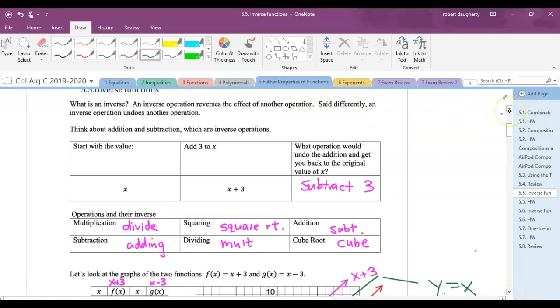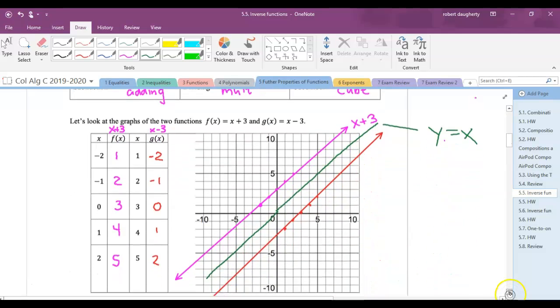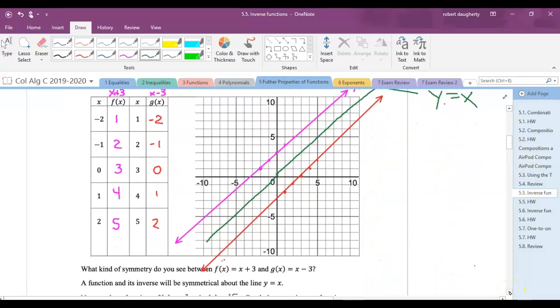Let's look at a couple things here. What do you notice about the points? This function has (-2, 1) as a point. What does the other one have? (1, -2). What about this one? (-1, 2). This has (2, -1). This one has (0, 3).